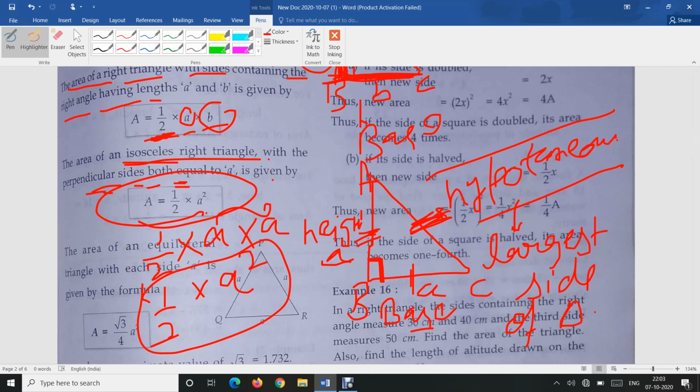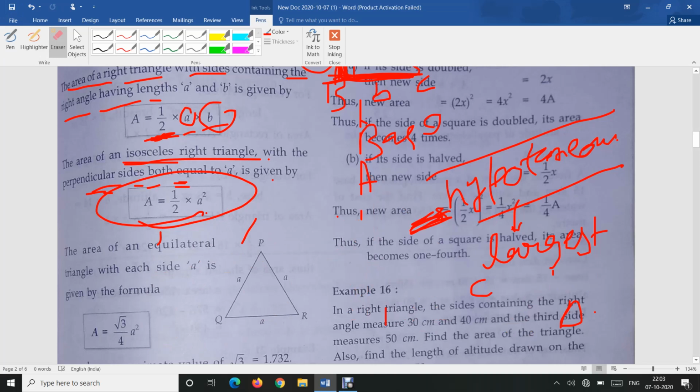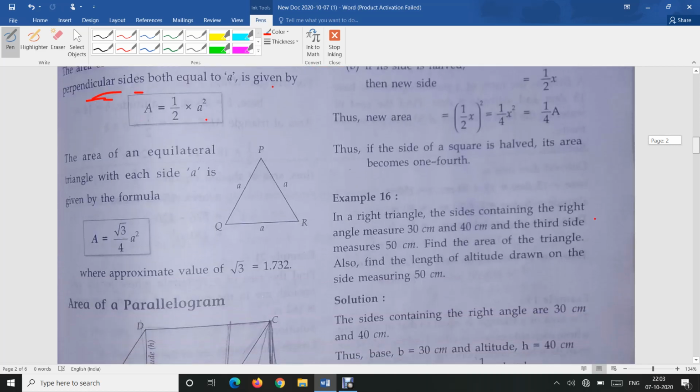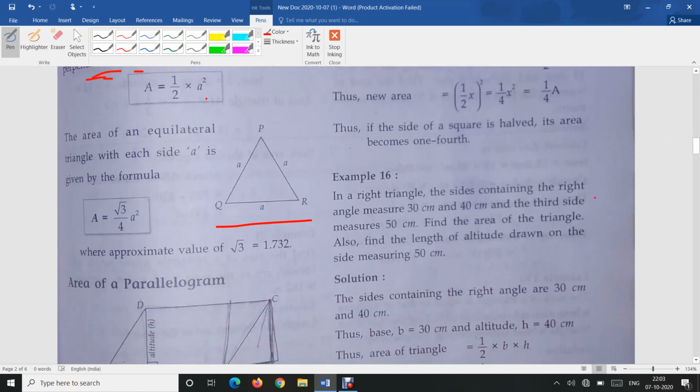Now the turn for the equilateral triangle. Similarly, we can find out the formula for the area of an equilateral triangle. Now remember, what is an equilateral triangle? The triangle which has 3 sides equal. When all the 3 sides of a triangle are equal, then we call it an equilateral triangle. And the formula for the area of an equilateral triangle is A, that is area, is equal to root 3 upon 4 a square, where the value of root 3 is 1.732. Hope you understand this formula also.